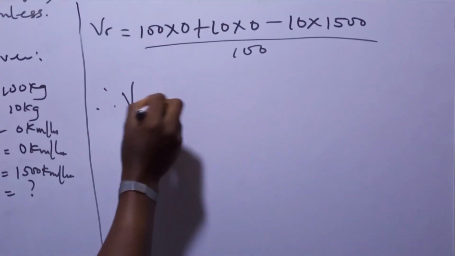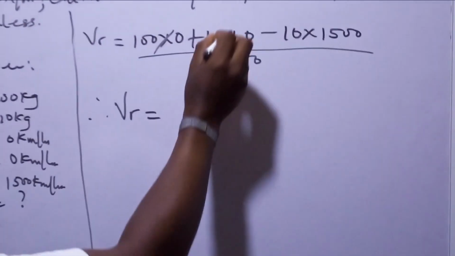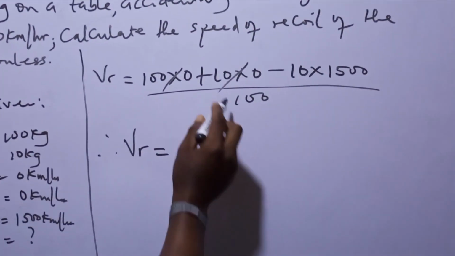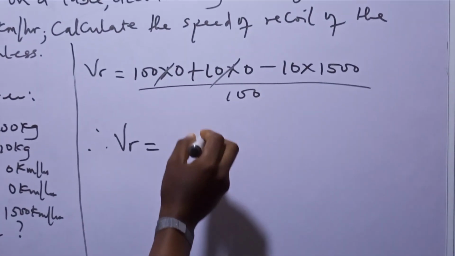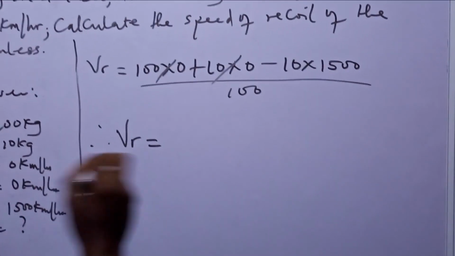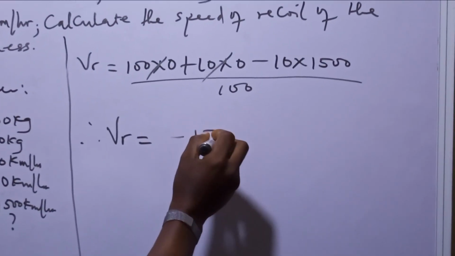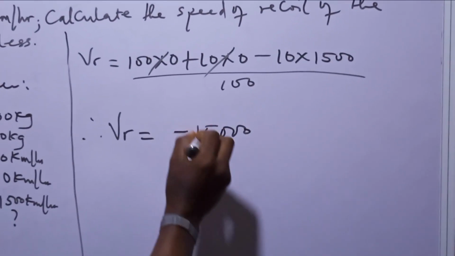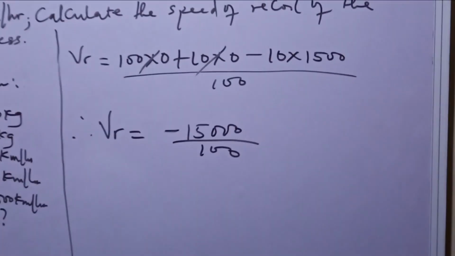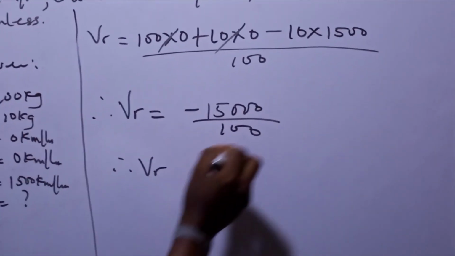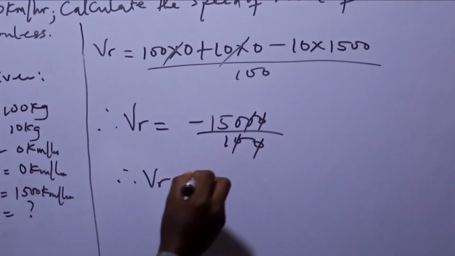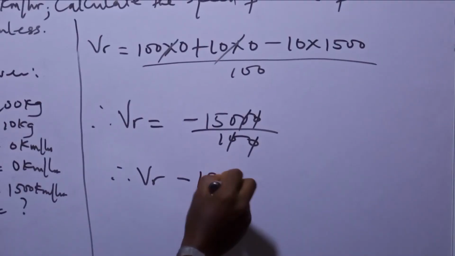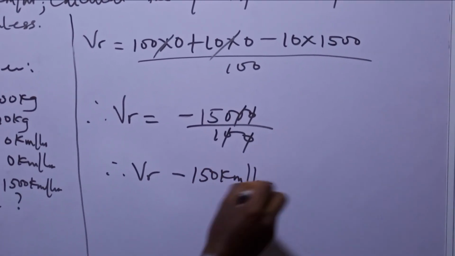Therefore, the velocity of the rifle is given as this cancels, this cancels. 100 times 0 is 0. 100 times 10 times 0 is also 0. Therefore, we have 10 times minus 10 times 1500. That will be minus 15,000 divided by 100. Therefore, velocity of rifle, this cancels this, this cancels this. Velocity of rifle will be minus 150 kilometers per hour.